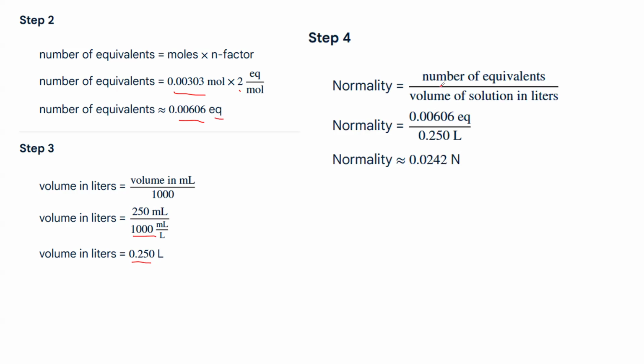Then we divide the number of equivalents by 0.25 liters, because normality is the number of equivalents divided by the volume of solution in liters. So we have 0.00606, then we divide it by 0.250, and at the end we have normality as approximately 0.0242 normal.